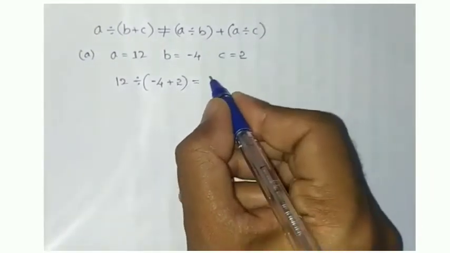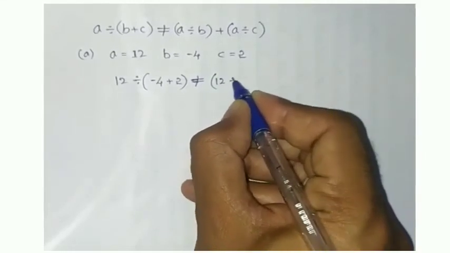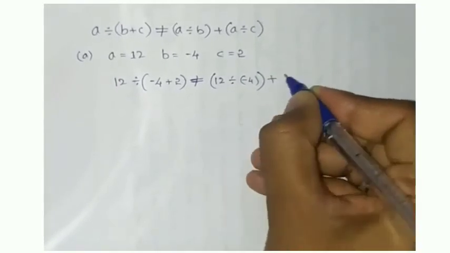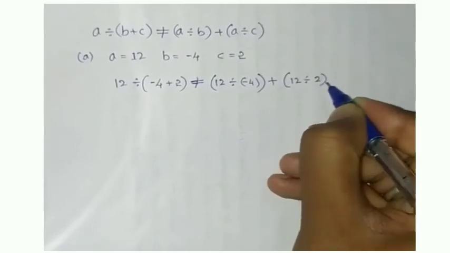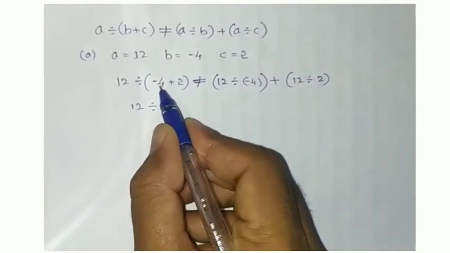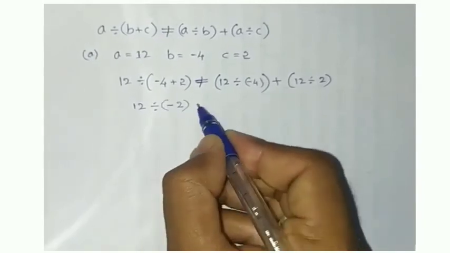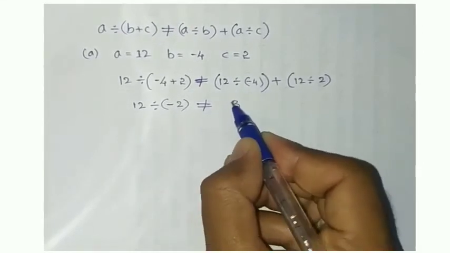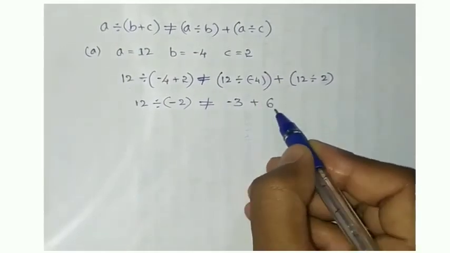So on the right side also write it. Is not equal to a, what is a? 12 divided by minus 4. B is minus 4. Again plus a is 12 divided by c is 2. Okay, so here on the left side, 12 divided by minus 4 plus 2, what will we get here? Minus 2 is not equal to 12 divided by 4, we will get here 3, which 3? Minus 3, plus 12 divided by 2, we will get here 6.